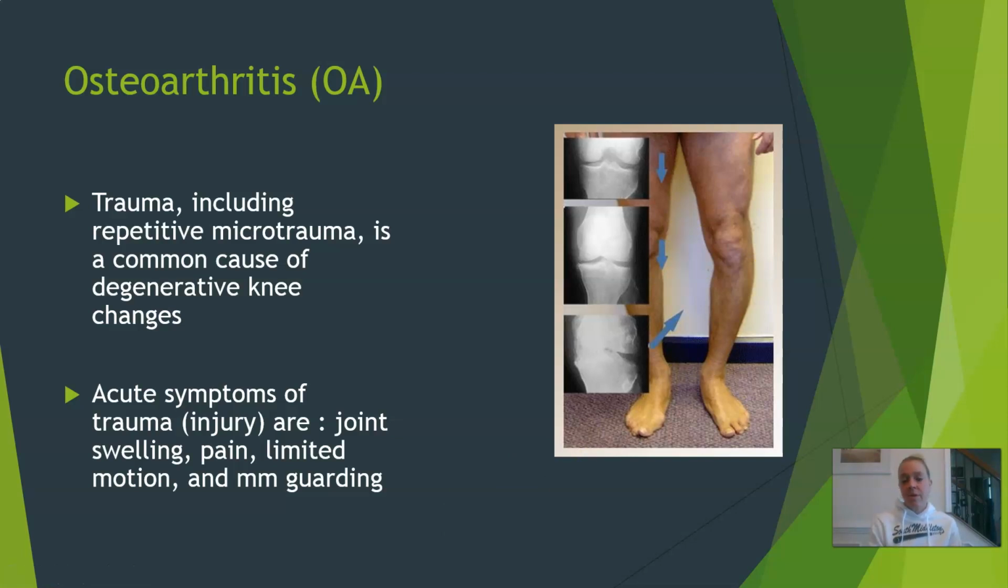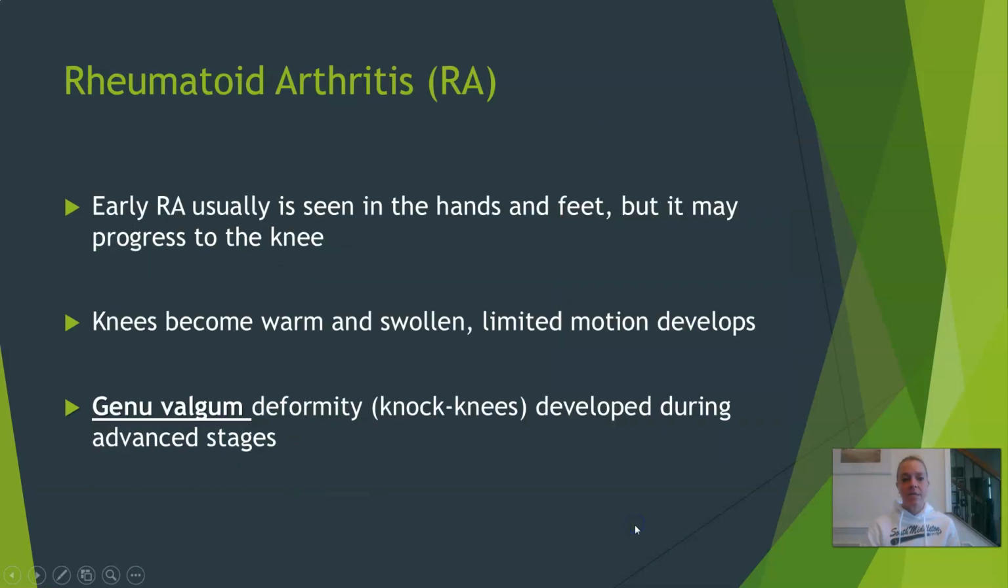So again, previous trauma to the knee can accelerate the arthritic process. And then trauma is going to lead to things like joint swelling, pain, limited motion, muscle guarding, which we'll see with osteoarthritis as well. Rheumatoid arthritis can also affect the knee. Again, it's more often seen in the hands and the feet. It may progress to the knee. Oftentimes what we see is someone who has rheumatoid arthritis, and then it can progress to osteoarthritis of the knee.